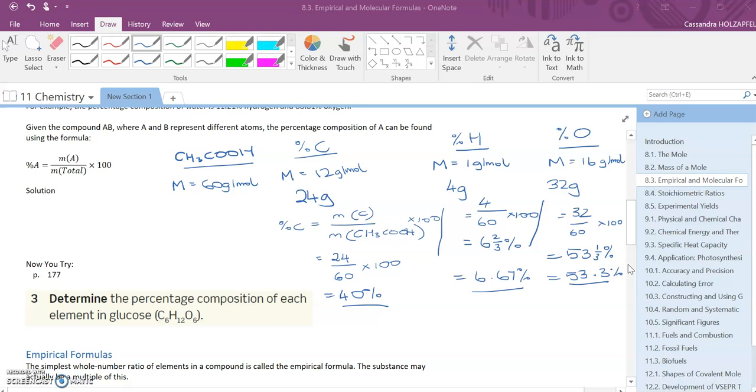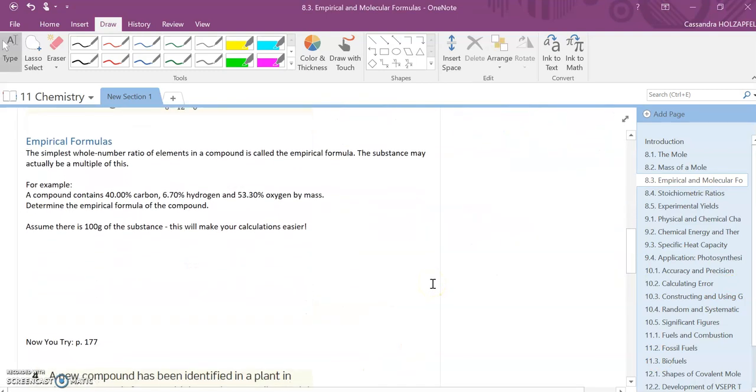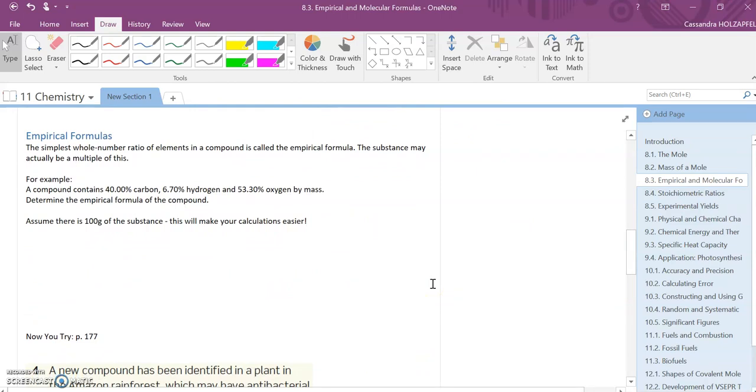Whoopsie. Oh well. Okay, so let's go through and let's talk about empirical formulas. Ooh, my computer keeps freezing. Apologies. So an empirical formula is just like a simplified ratio. So it's not actually telling you all the numbers of atoms within a particular compound. Okay, so it's the simplified formula.